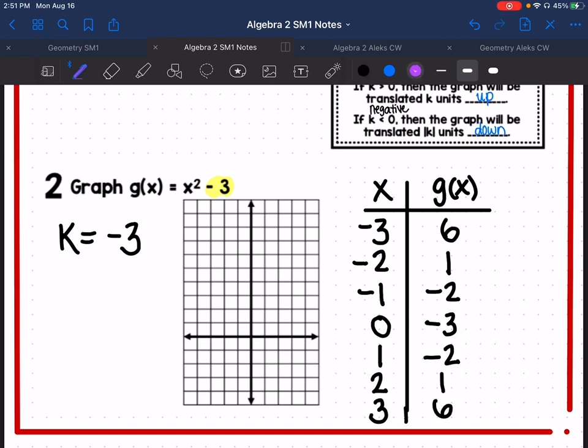So once again, here is my vertex because this is the only one that does not have a partner. Let's go ahead and graph those. -3 means from the origin right here, I'm moving 3 to the left, 1, 2, 3, and I'm going to go 6 up, 1, 2, 3, 4, 5, 6. There it is.